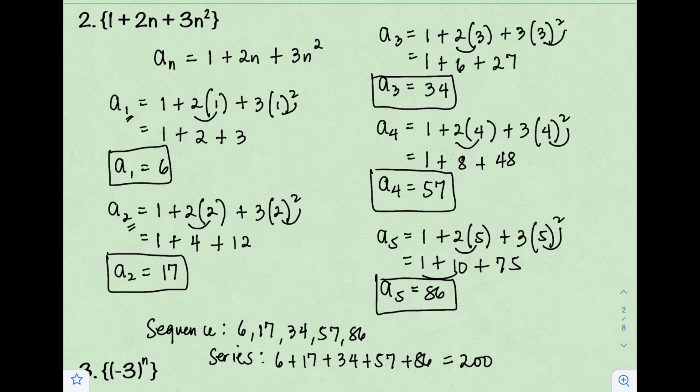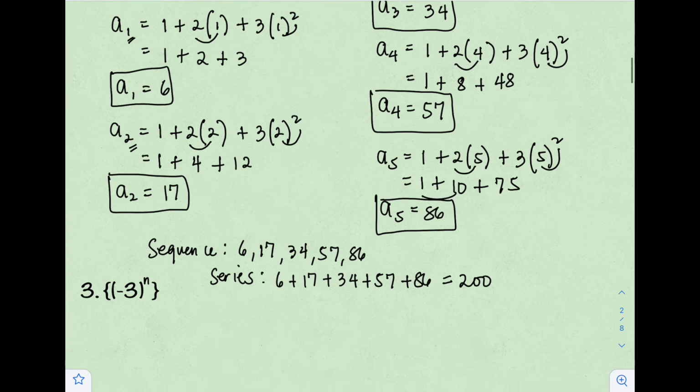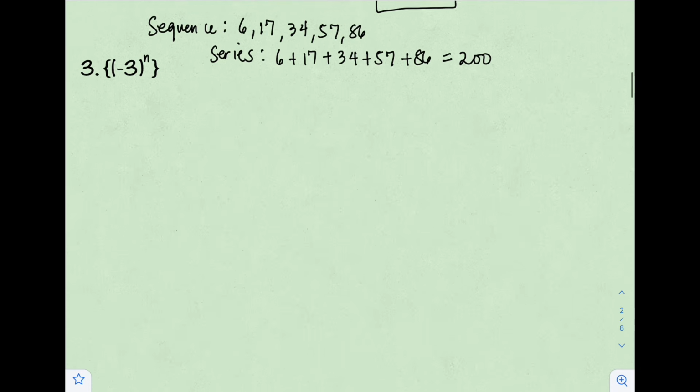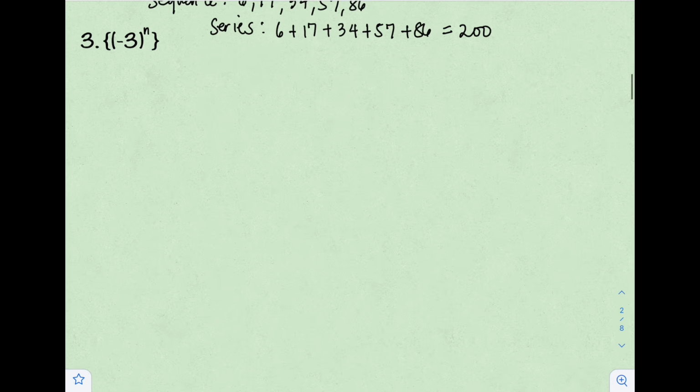Okay? Okay, so next, let's have example number 3. So, this time, a sub n is equals to negative 3 raised to n. Okay, so to get the first term, so ang n natin is equals to 1. So, substitute natin yan doon. We have negative 3 raised to 1. So, ang first term natin is negative 3.